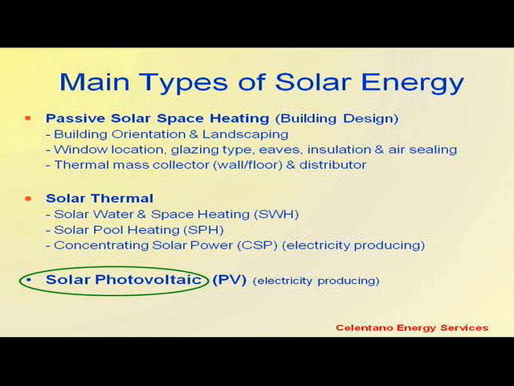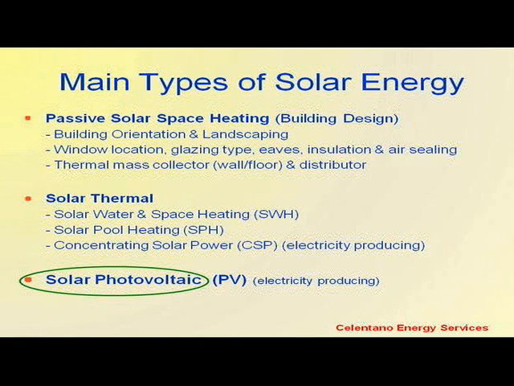Those solar thermal technologies, including the passive space heating and the solar thermal, are covered in another workshop that we will be doing later on in this series. But today we're concentrating on photovoltaic cells, the solar photovoltaic.